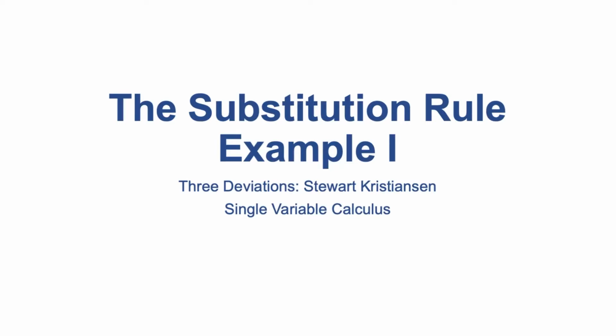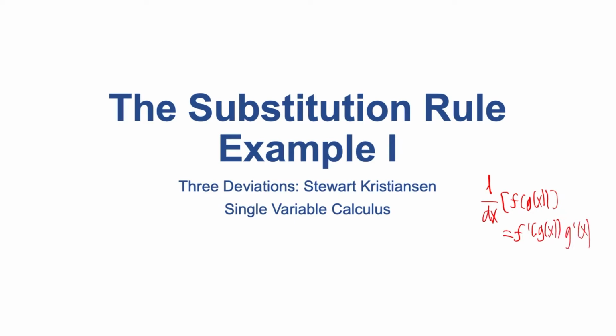So in the last video we introduced the substitution rule, which basically was the reverse of the chain rule. So if I have the chain rule, which says if I want to take the derivative of f of g of x, well, that produces f prime of g of x times g prime of x.